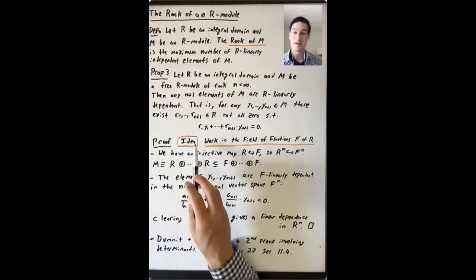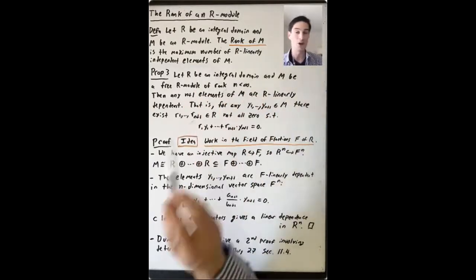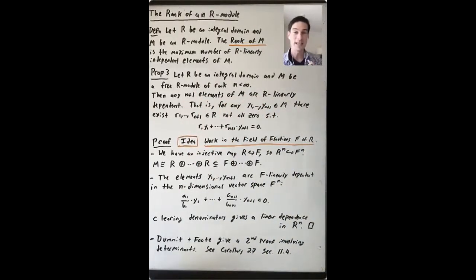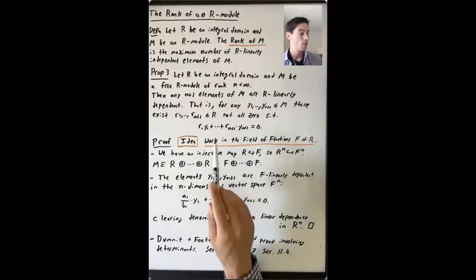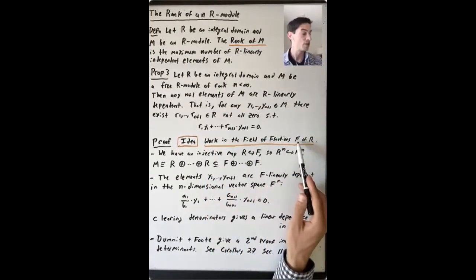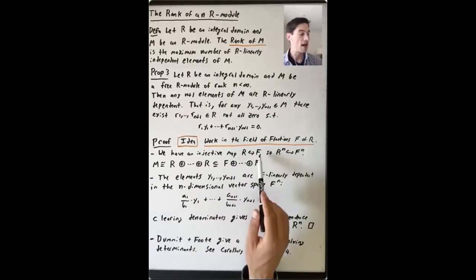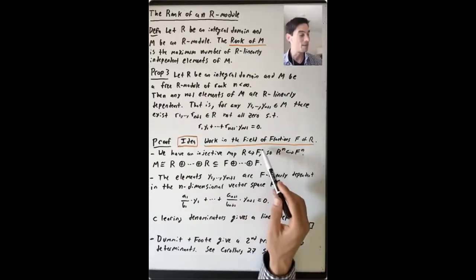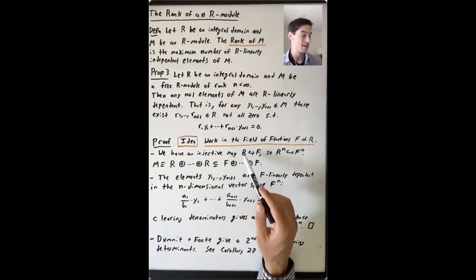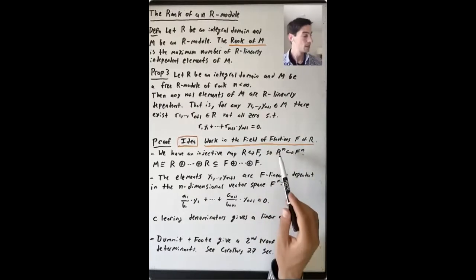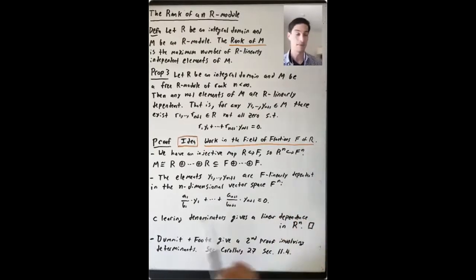The idea is that R is an integral domain. Instead of looking at R linear dependencies directly, we're going to first think about working not in R, but inside the field of fractions of R. Let's call that F. So we have an injective map from R to its field of fractions. We can identify a subset inside the field of fractions that gives us a copy of R. And we can do the same thing with R to the n and F to the n. So there's this copy of R to the n inside F to the n.